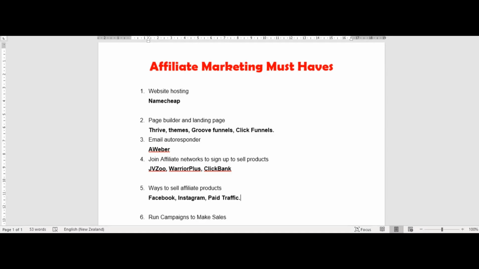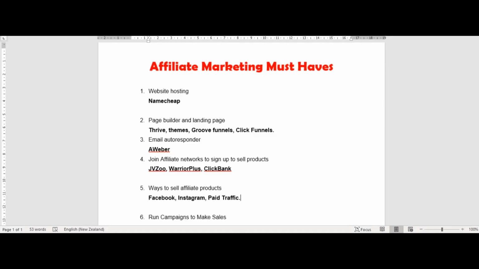The next thing you will need is a page builder so that you can create landing pages to gather email addresses so that you can create a list. As they say, the money is in the list. So I've named Thrive Themes, Groove Funnels or Click Funnels, which all create sales funnels and ways in which you can gather an email address and also have them redirected through to the affiliate product that you are trying to sell.